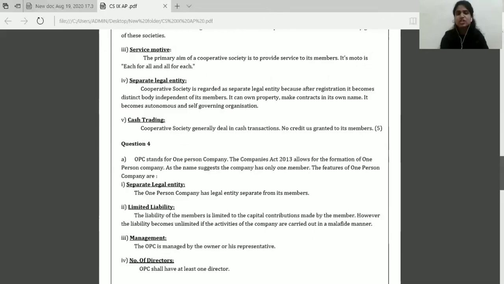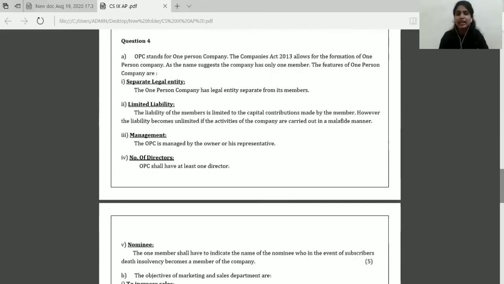Moving to the next question, that is question 4a. What do you understand, or what do you mean by OPC? And what are the features of OPC? Now, students, there are 2 sub-questions in this, right? So first you have to explain, or you have to write the meaning of OPC. So first you write that.